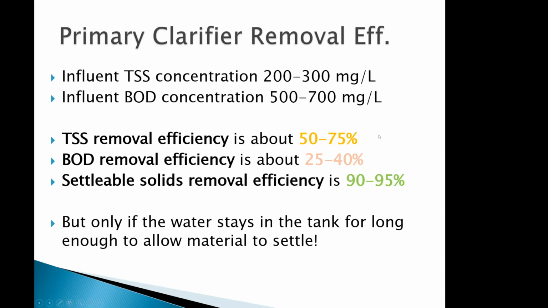But remember, these are the removal efficiencies for an optimally performing tank. And that's our job as wastewater operators, to make sure that we are allowing this process to function optimally. So the note I have at the bottom here is we can only get the removal efficiencies stated above if we manage the process so that the water stays in the tank long enough to allow all of that contamination to settle out. And so that's our goal.